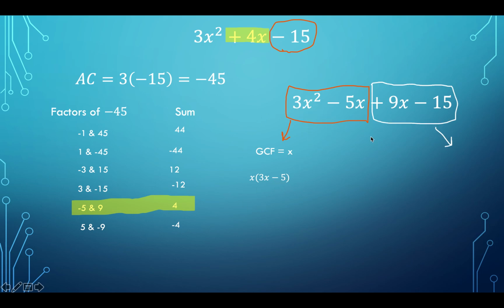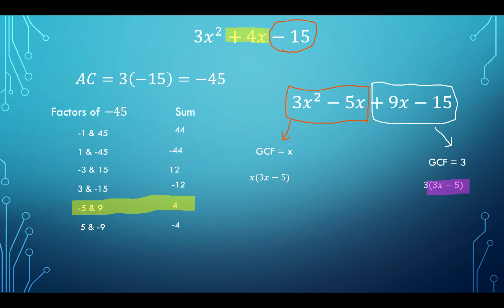Now, let's work with this box over here: positive 9x minus 15. First thing we have to find is the greatest common factor, and the greatest common factor here is 3. So now we pull out the 3 and write 3 and then open parentheses. 3 times what is going to give me 9x? 3x. 3 times what is going to give me negative 15? Negative 5. So now the factored form of 9x minus 15 is 3 times 3x minus 5.